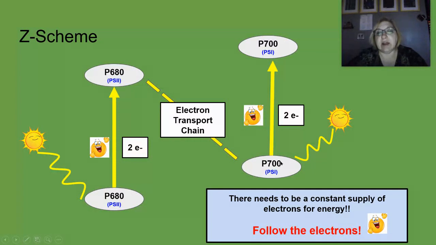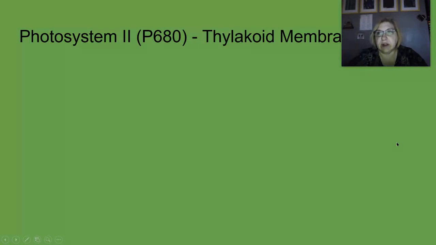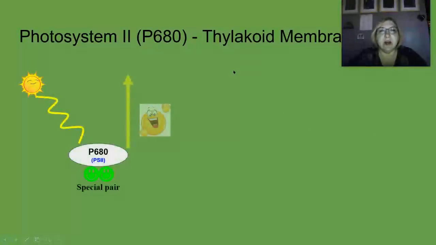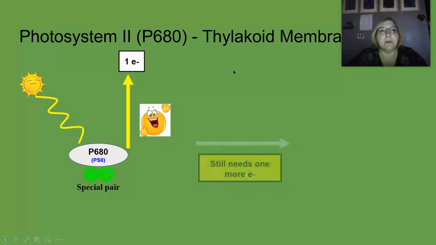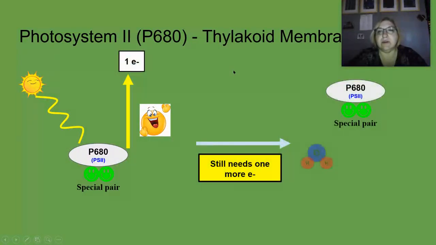Then they get into the light-independent reaction, photosystem 1, and 2 electrons go through that. So if you want to see where the energy goes, you just follow the electrons. So this is photosystem 2, the first kind. As we go along, I will show you how that works.